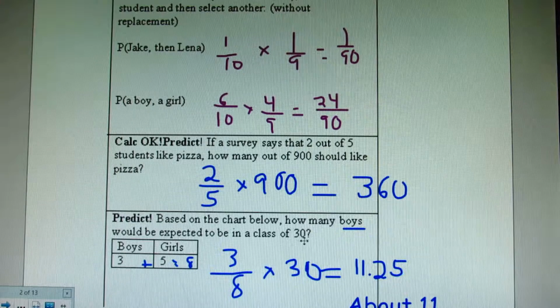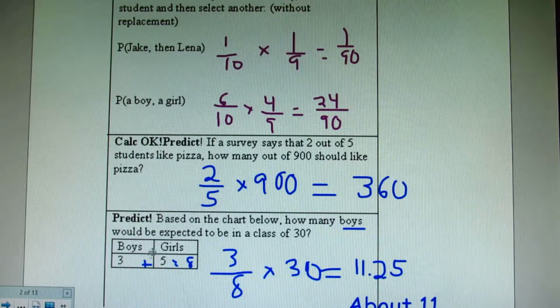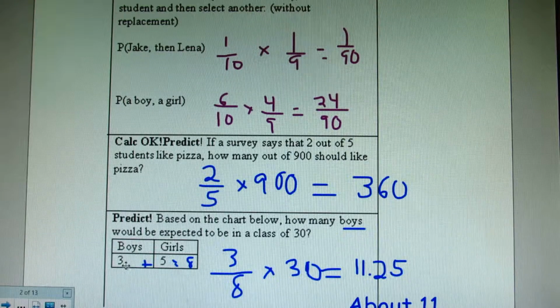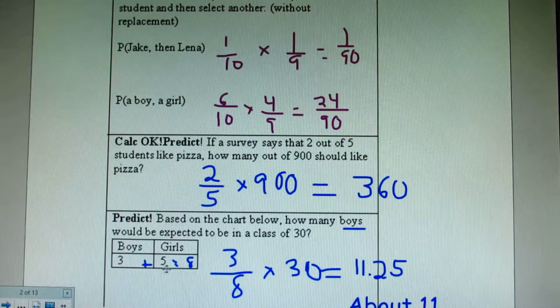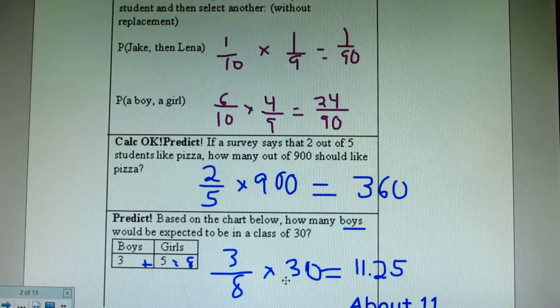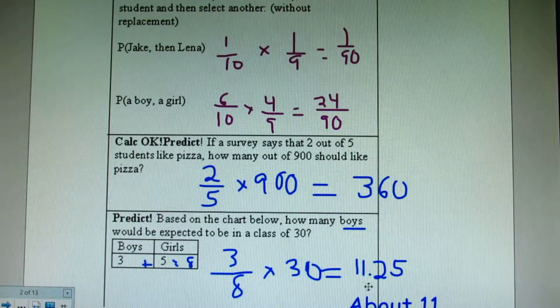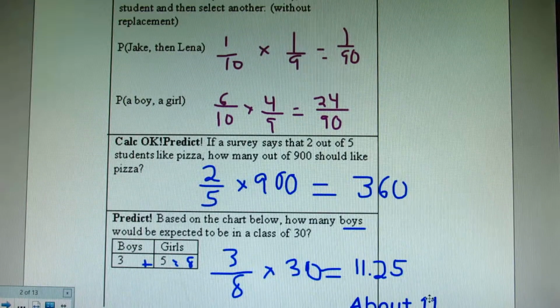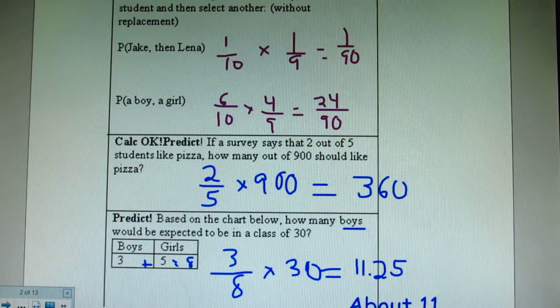And finally, based on the chart below, how many boys would be expected to be in a class of 30? So 3 boys out of 8 total. You see how I added 3 plus 5 to get 8. So 3 out of 8 are boys times the 30 kids in my class. My answer was 11.25, so I'm going to round that to about 11 people. We don't want to round people. We don't want to say 11 and a half people. We want to say 11 people.